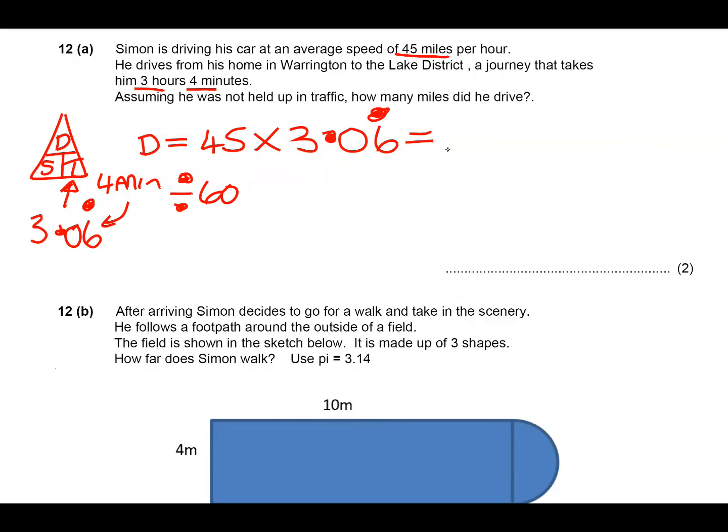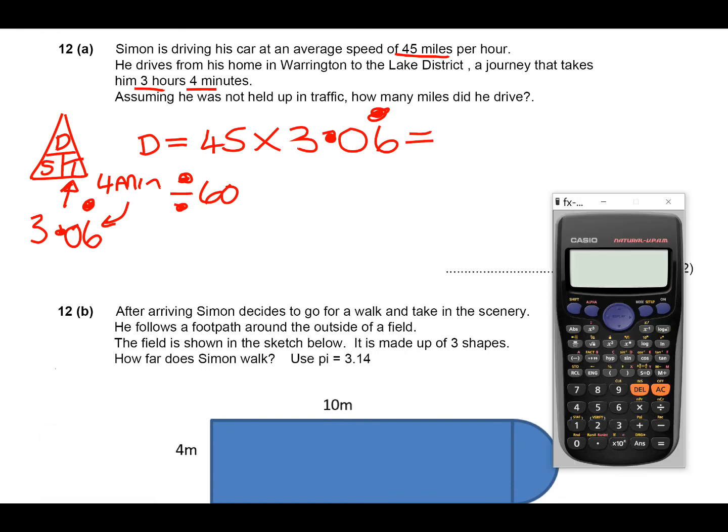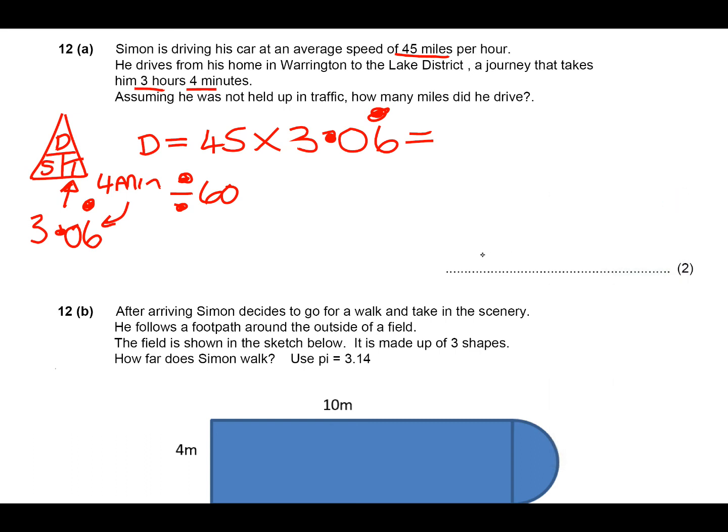So let's do the calculation on our calculators. So call up our calculator, and we've got 45 multiplied by 3.0. Now, because the 6 is recurring, we've actually got a recurring feature on our calculator. Shift x squared, and then put the number 6 in, and if you notice, it's got the recurring symbol above it. So now when we press equals, we get an exact answer of 138 miles. So on the answer line, 138, and it's in miles.